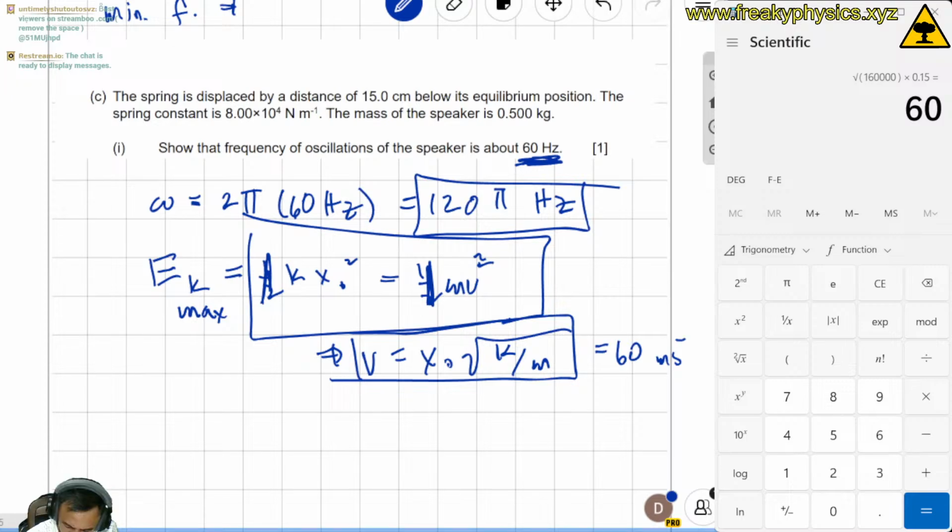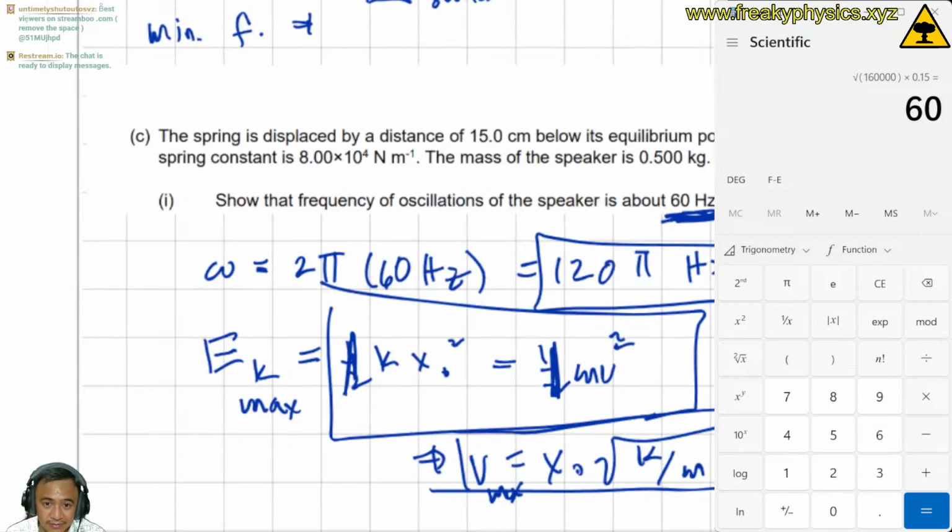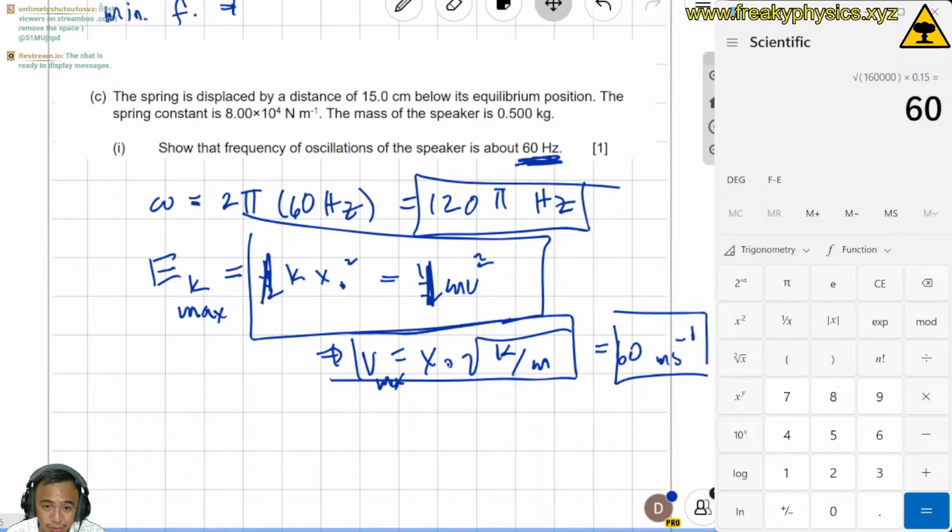Okay, so that's the maximum velocity. Let's put that in here. Now that we have the maximum velocity, we will now use that in the Doppler effect equation to determine the two possible frequencies. In this case, which one is moving, source or observer? It should be the source, right? I think so. Yeah, it's the source that's moving in this case.